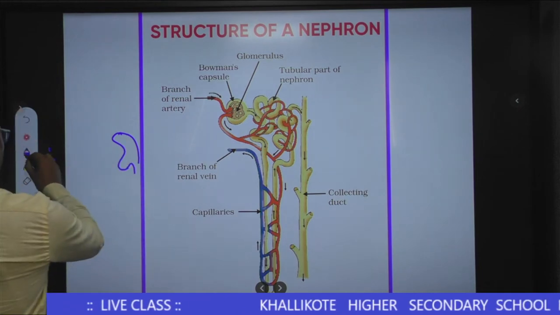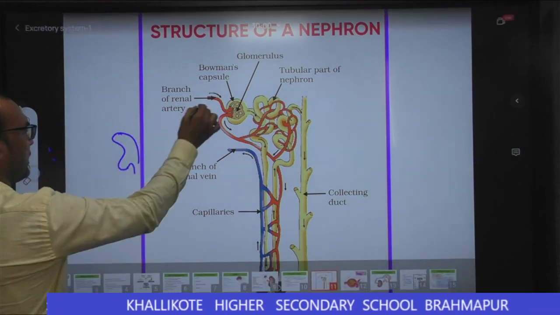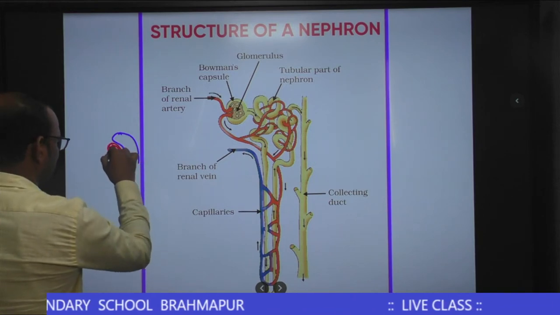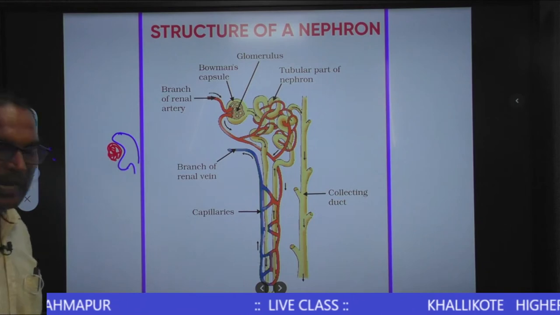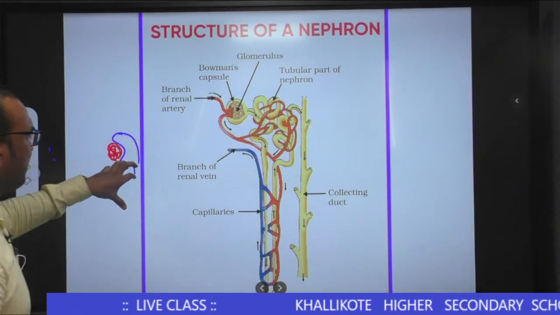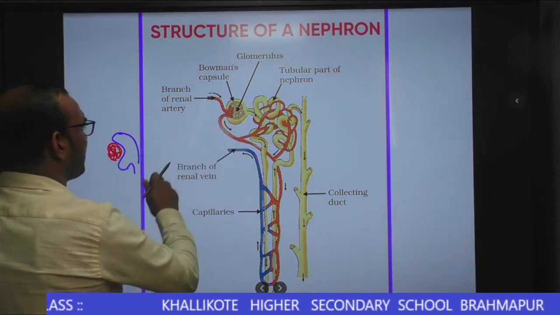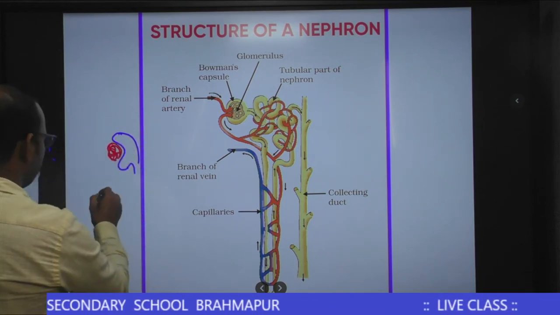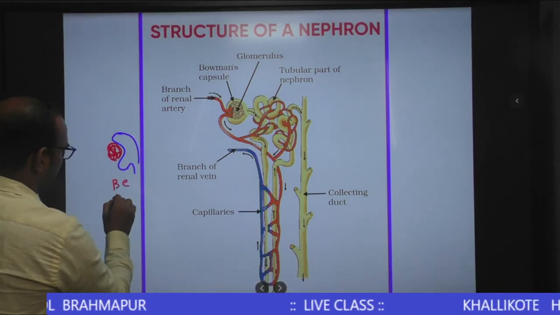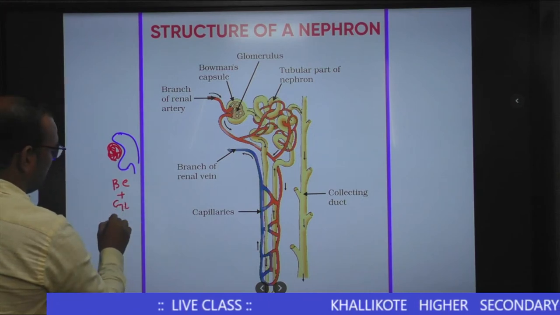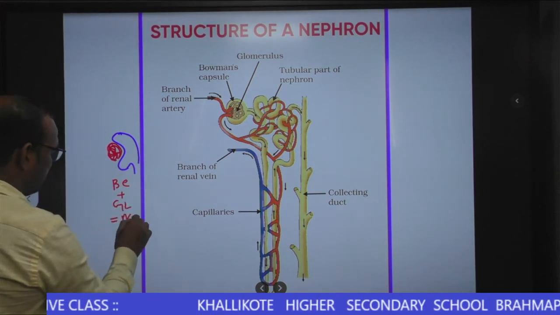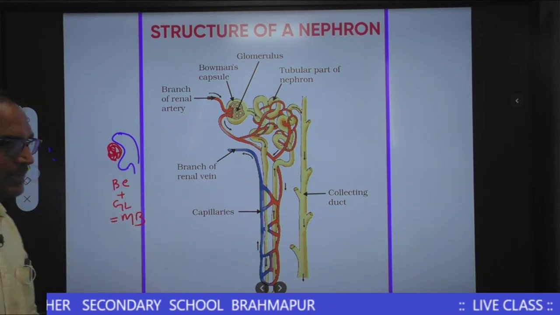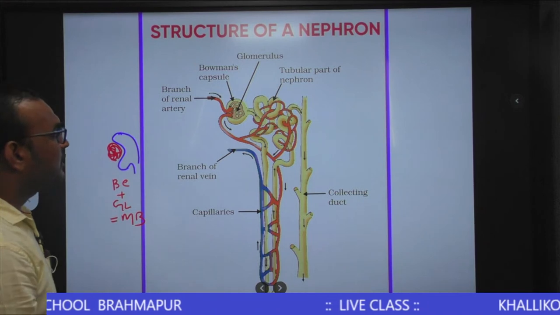And the glomerulus is this one, the red part, or you can say the artery, the capillary inside it is the glomerulus. Here you see, the glomerulus and this cup, the Bowman capsule, together make up the Malpighian body. Bowman capsule and glomerulus constitute the Malpighian body. So I think there should not be any confusion from here now. Okay.